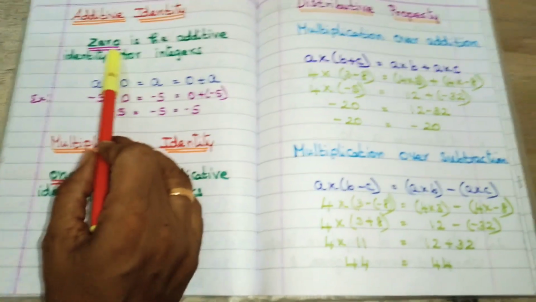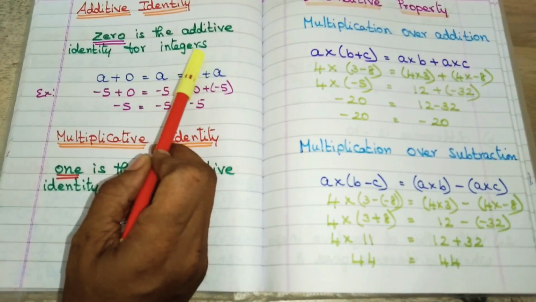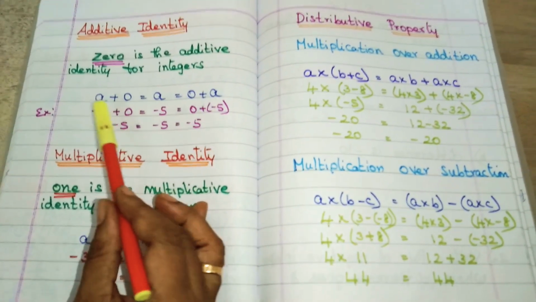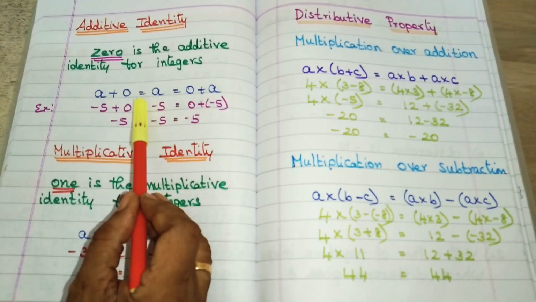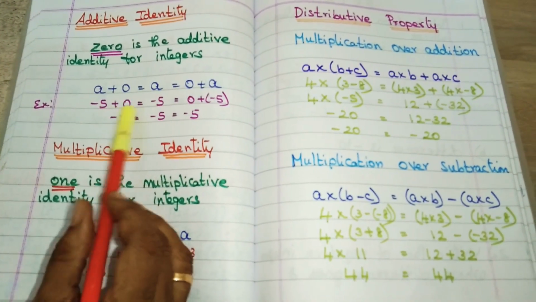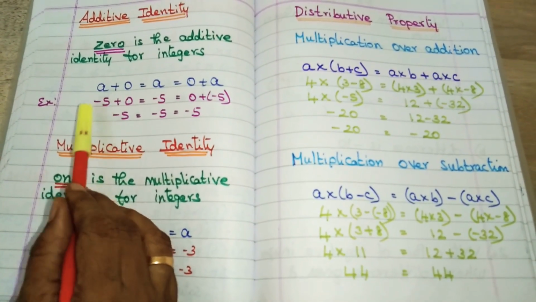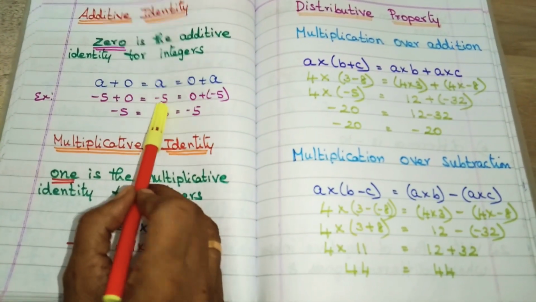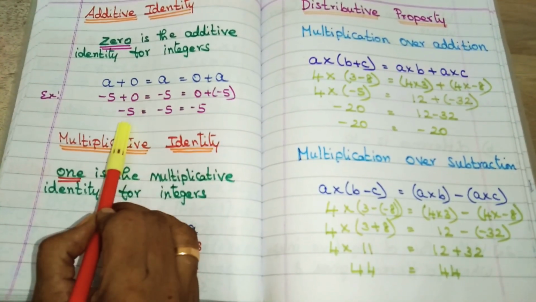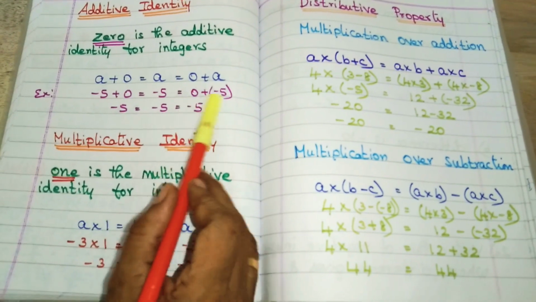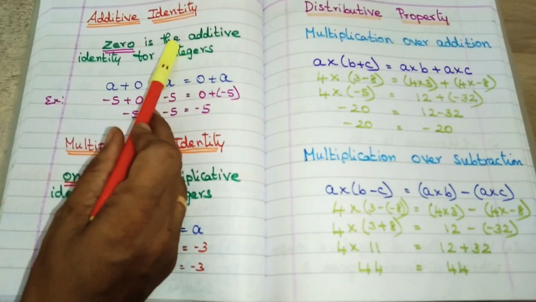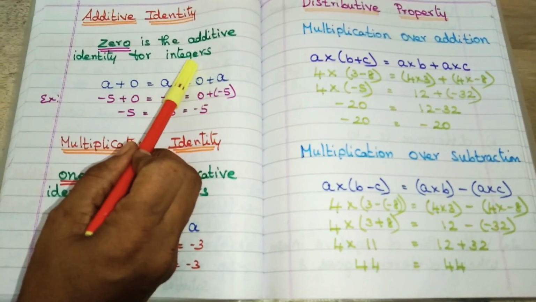Additive identity. 0 is the additive identity for integers. That is, when I add any number to 0, I should get the same number. The rule for that is A plus 0 is equal to A is equal to 0 plus A. I am going to take minus 5 as the number. So minus 5 plus 0 is equal to minus 5, and 0 plus minus 5 is minus 5. So all three are equal. So 0 is the additive identity for integers.